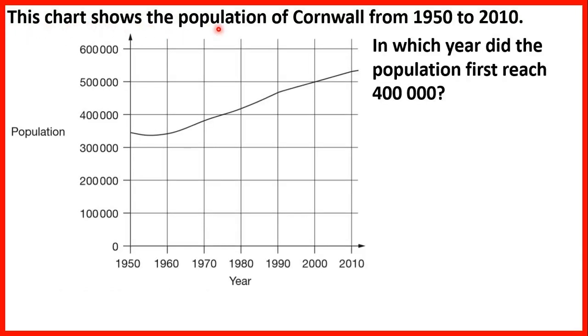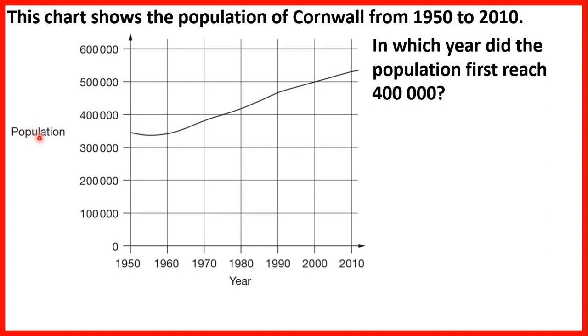This chart shows the population of Cornwall from 1950 to 2010. So the population is how many people there are living there. In which year did the population first reach 400,000?